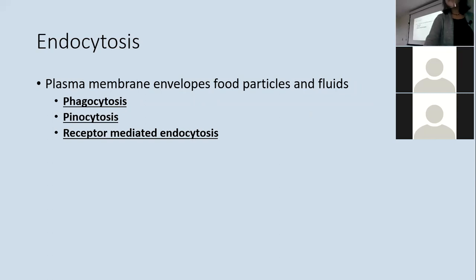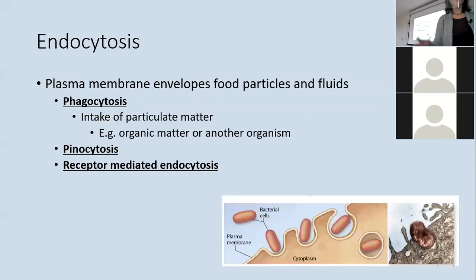If the thing being brought in is a big particulate solid thing, large organic matter or another organism, right? If you're a little single-celled organism, this is basically how you eat. They'll wrap up things like bacterial cells in plasma membrane and pull them into the cell that way, and then digest them later. That's phagocytosis, okay?